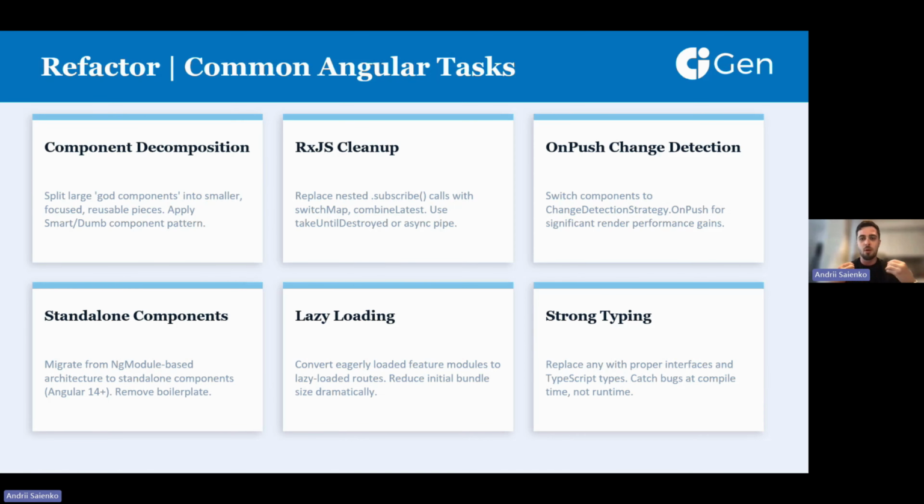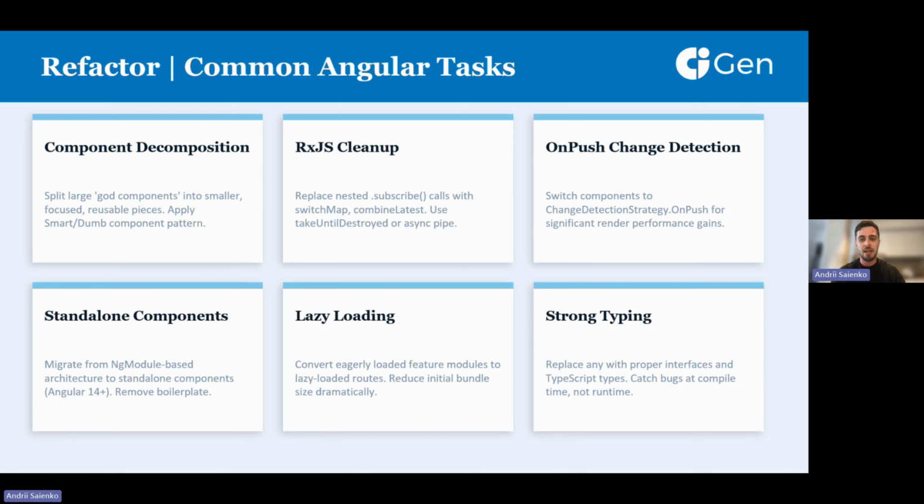Component decomposition is usually where you start. Large components are hard to test and impossible to reuse. Breaking them down pays dividends immediately. And the next step is RxJS cleanup, which is critical for performance and memory safety. Nested subscribes are one of the most common sources of memory leaks in Angular apps. And I remember the situation when I had in my project like 6 nested subscribes, and it was like some cascade hell for maintaining, understanding, etc. And we will have an example of how we can solve this problem.